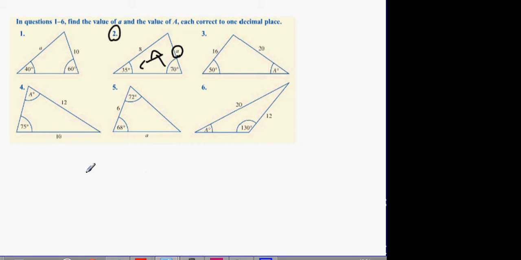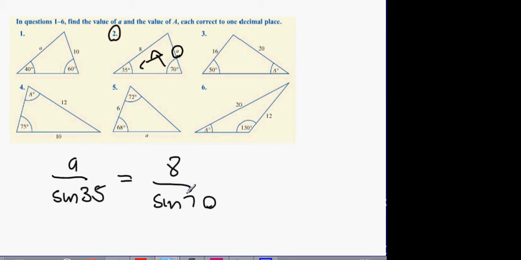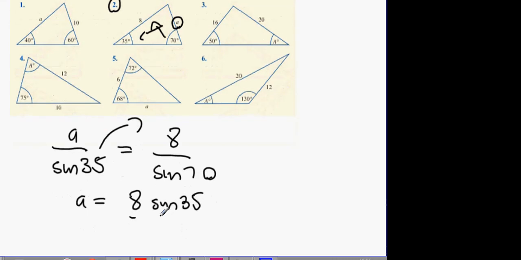So here's what I do. I always place what I'm looking for in the top left. So A divided by sine of the angle opposite it equals 8 divided by the sine of the angle opposite it. Bring up the sine 35 together and you're going to get 8 sine 35 over sine 70. Please make sure that your calculator is now in degrees mode when doing this calculation.